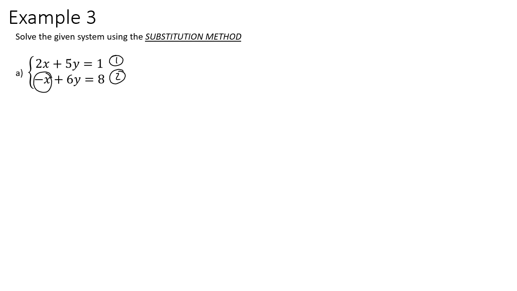So that means in this scenario, we should take equation 2 and solve it for x, because the coefficient of x is -1. The other coefficients in this system are 2, 5, and 6. We want to solve for the variable that has a coefficient of 1 or -1. So first step is to pick an equation, which I did, equation 2, and solve it for a variable x or y. I'm going to solve for x.